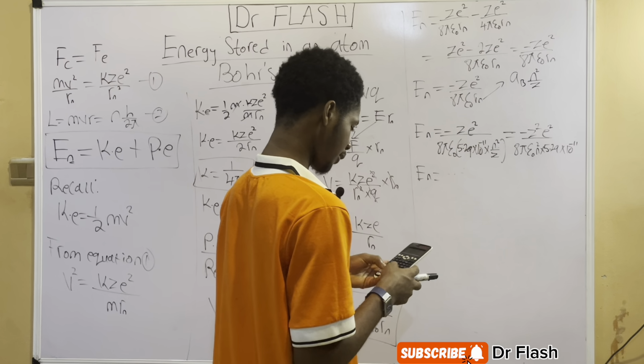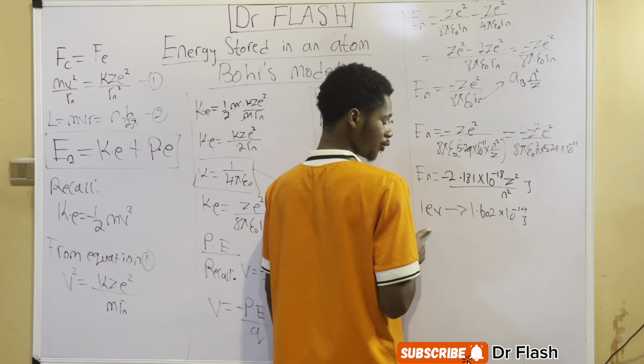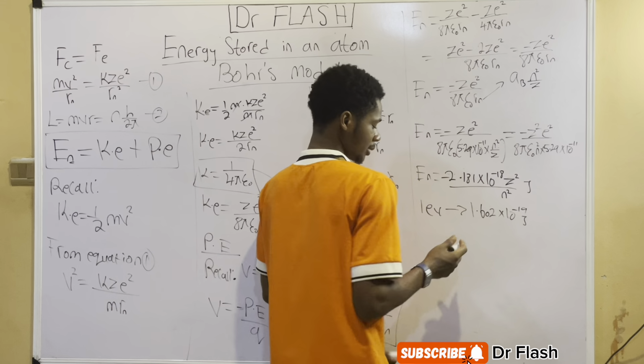So we're going to get a value of minus 2.181 times 10 to the power of minus 18, z squared divided by n squared. Now this answer, energy, is in joules. We can as well convert to electron volts. Please take note that 1 electron volt equals the charge of an electron, which is 1.602 times 10 to the power of minus 19. So you can then convert. If 1 electron volt is this in joules, so this value in joules will be how many electron volts? It means we have to divide this value by the charge of an electron.